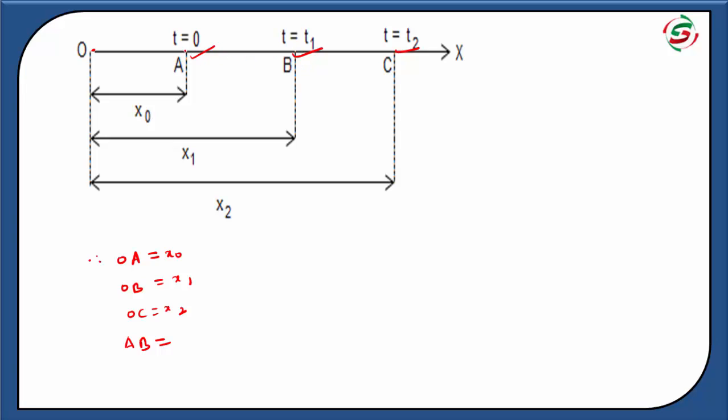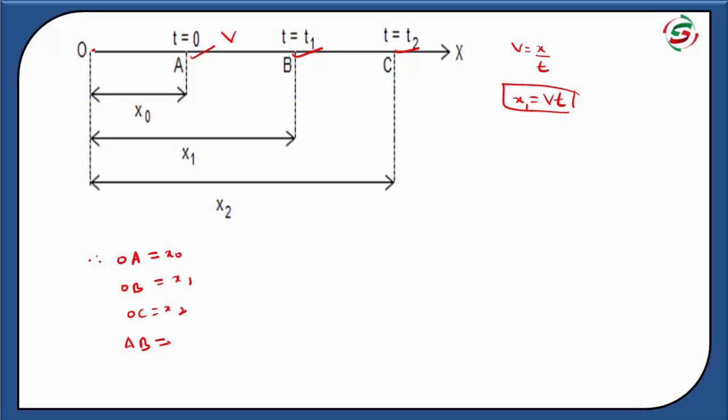Here A to B, the body moves along a straight line with the velocity v. When the body moves along the straight line with velocity v, we know the formula: velocity is equal to displacement divided by time. Then x1 is equal to v into t.